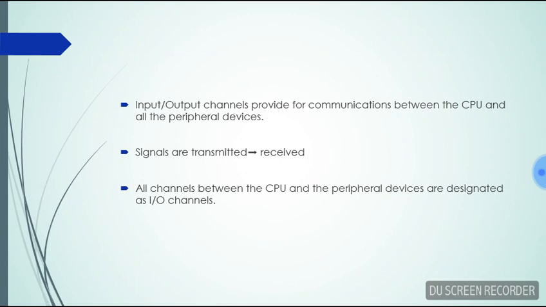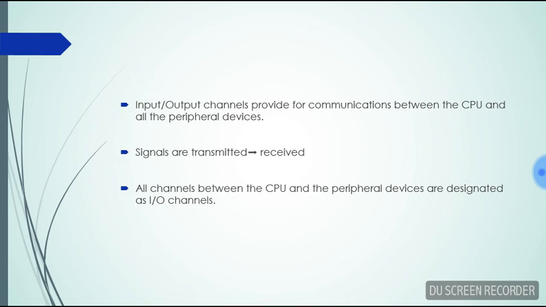Input-output channels provide for communications between the CPU and all the peripheral devices. This is accomplished by electrical cables that carry both data and control information to and from the computer and peripheral devices. Signals are transmitted and received through a cable connecting the CPU and its online devices. This cable or line provides a path for the signal to travel and is called a channel.